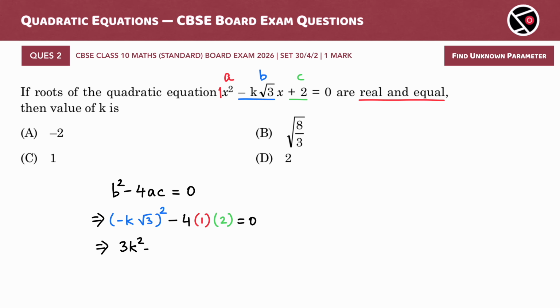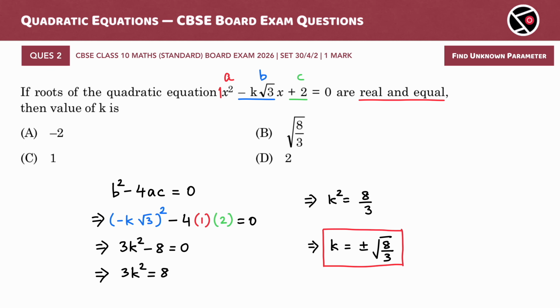3k square minus 8 equals 0. K square equals 8 over 3. K is plus minus square root 8 over 3. K can have two values, positive square root of 8 over 3 and negative square root of 8 over 3. We have only the positive value in the options, so we pick option B.